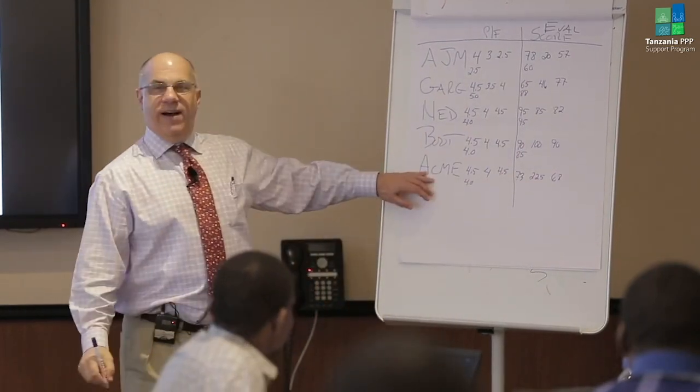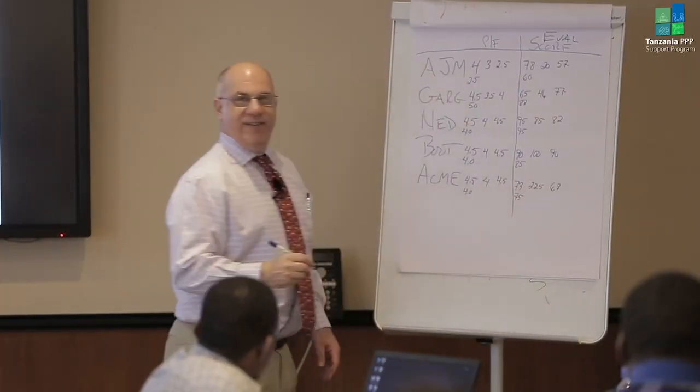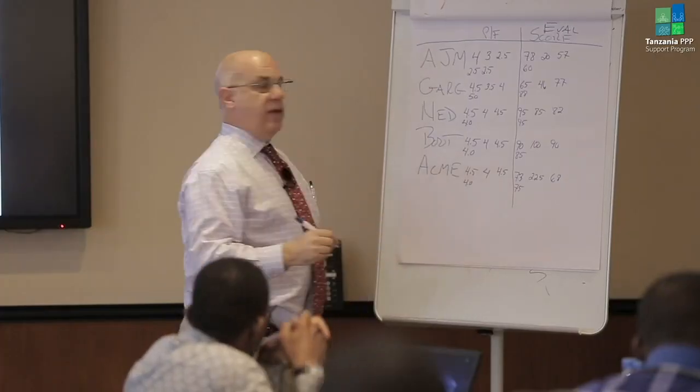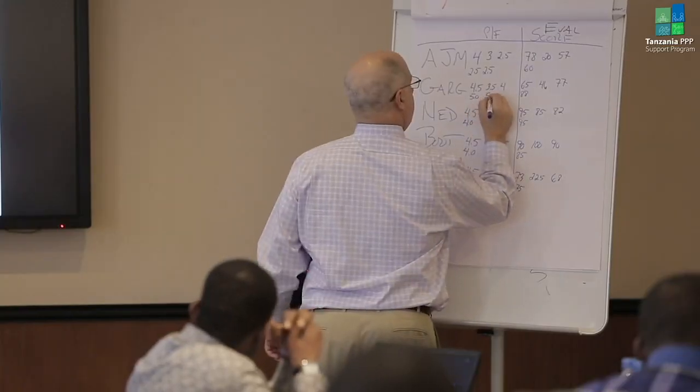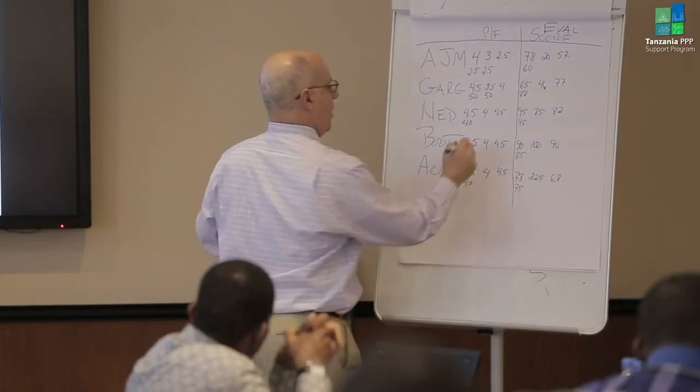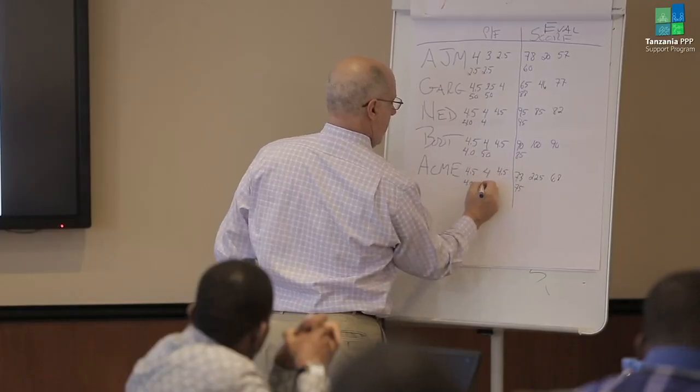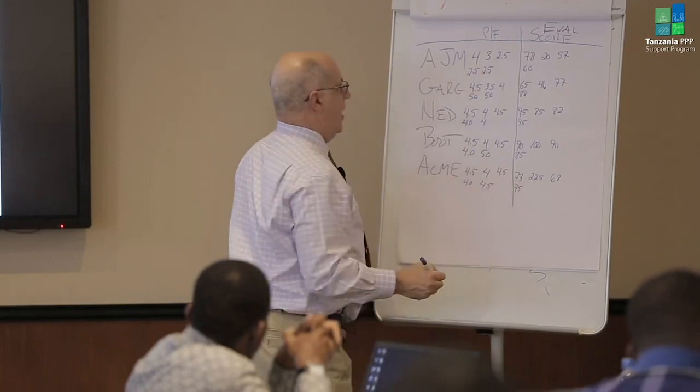Okay, for Acme? 75. 75, okay. All right, so next table? 2.5. All right. 5. I'm sorry? 5. 5, okay. 4. 4, okay. 5. Okay. 4.5. All right. And then for the evaluations?